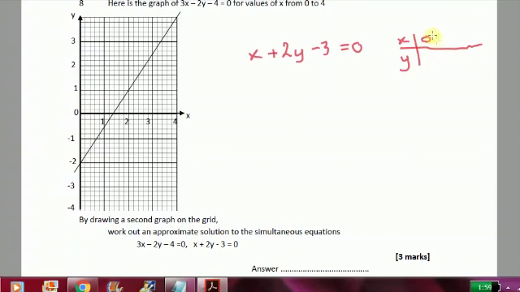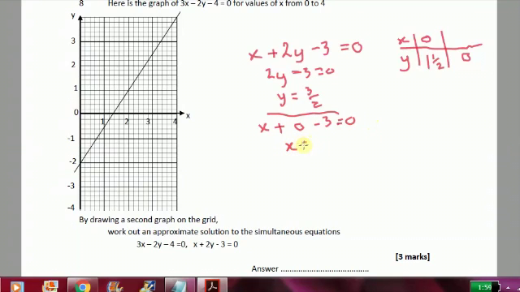And I'll choose when x is 0, what is the value of y? I just get 2y minus 3 equals 0 since the x is 0. So y will equal 3 over 2, or 1.5. And another easy point is to work out when y is 0. If I put y equal to 0 in the equation, I get x plus 2 times 0 is 0, minus 3 equals 0. Or taking 3 to the other side, I get x equals 3.